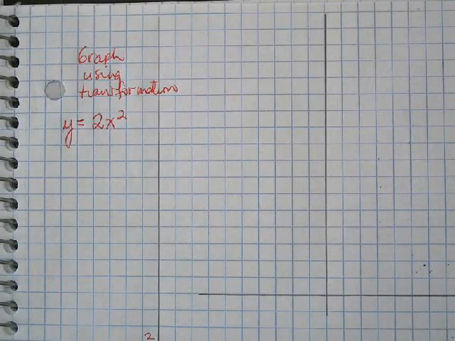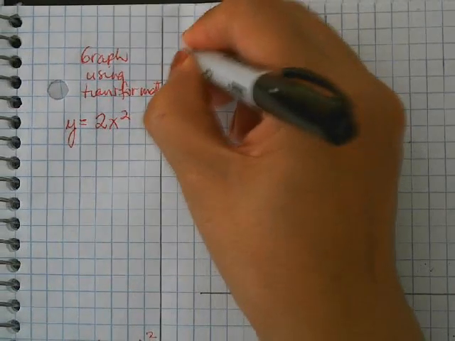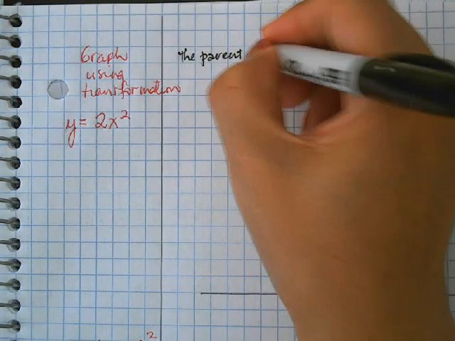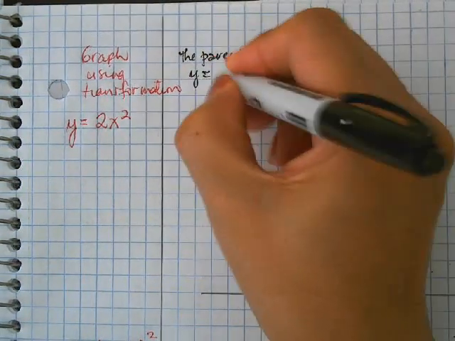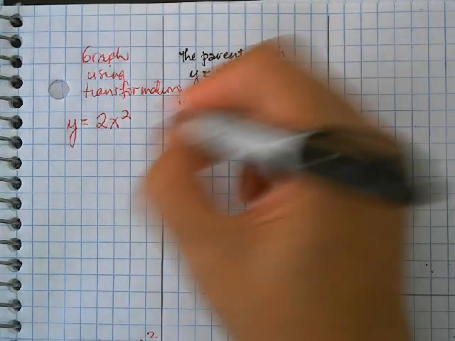Okay, let's continue. This is our first example of stretching. We're asked to graph y equals 2x squared. Let's describe the transformation. What is the parent graph? y equals x squared. Let's list down the transformation here.